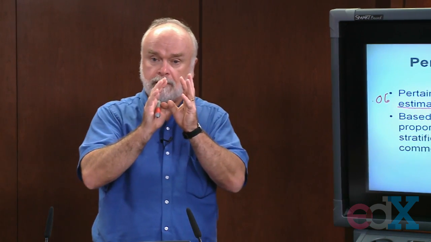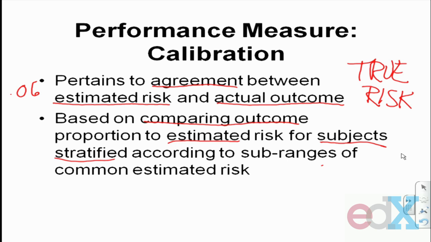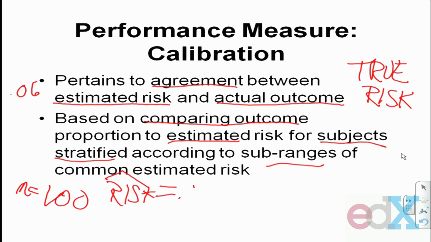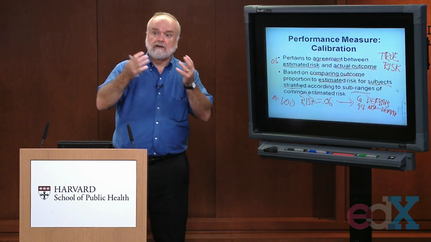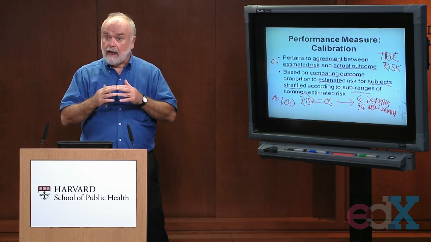So if I stratify people according to sub-ranges of risks, in other words, I take 100 people, all with a predicted risk, I'll put a little hat over it to stand for predicted, of 0.06. What would I expect if this 6% predicted risk was accurate, if it was calibrated? What I would expect are 6 deaths and 94 non-deaths. If so, I could say my estimated risk of 6% is well calibrated. What actually happened to these people matched up perfectly with what was expected to happen to people.